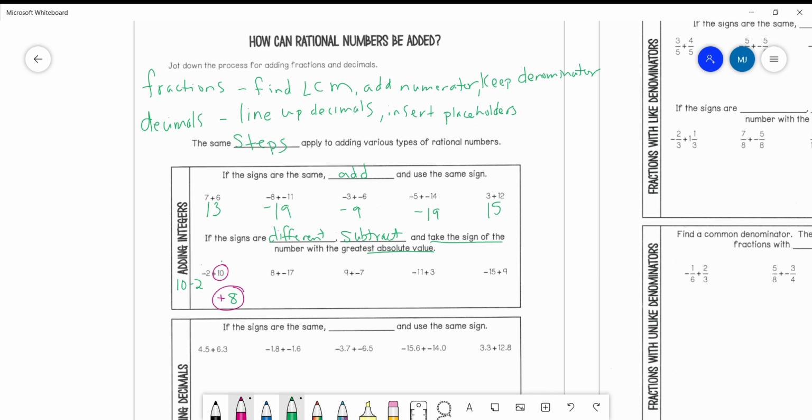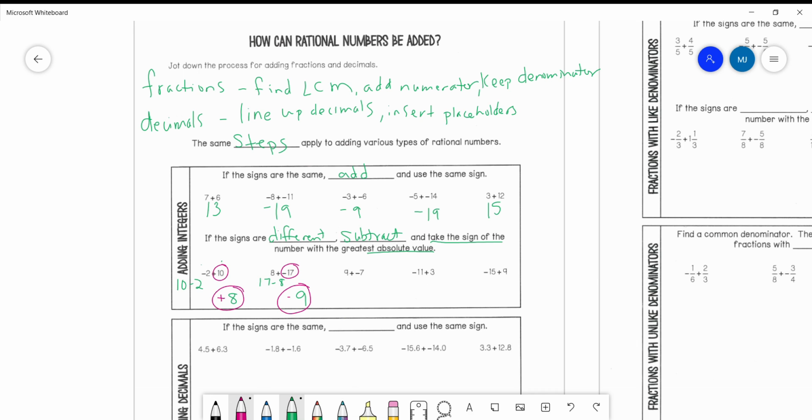8 plus a negative 17. Our signs are different, so we're actually going to subtract these values. 17 minus 8 is 9. We look at both of these and we see which one has a greater absolute value. 8 is 8 spaces from 0. Negative 17 is 17 spaces from 0, so this has a greater absolute value. Its sign is negative, so our answer is negative also. So the answer is negative 9.